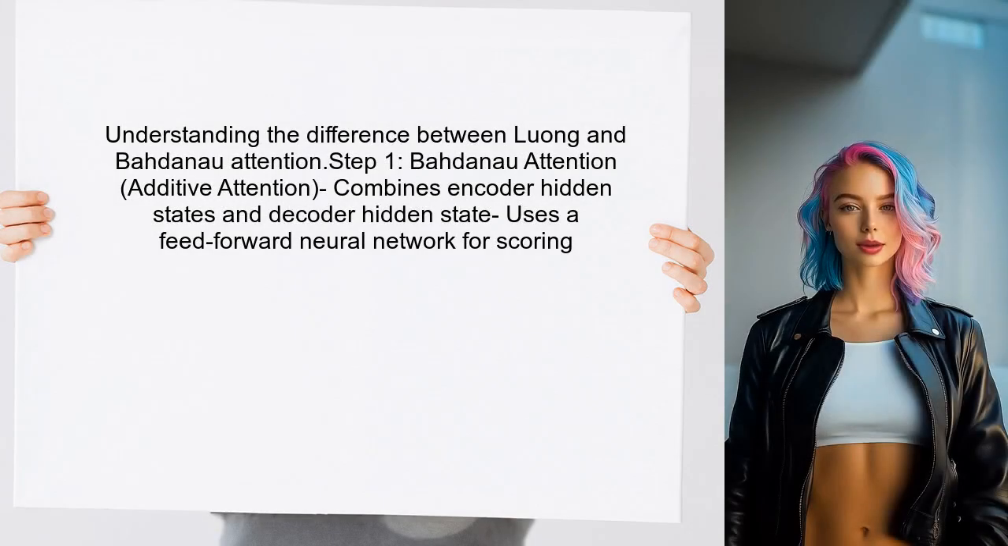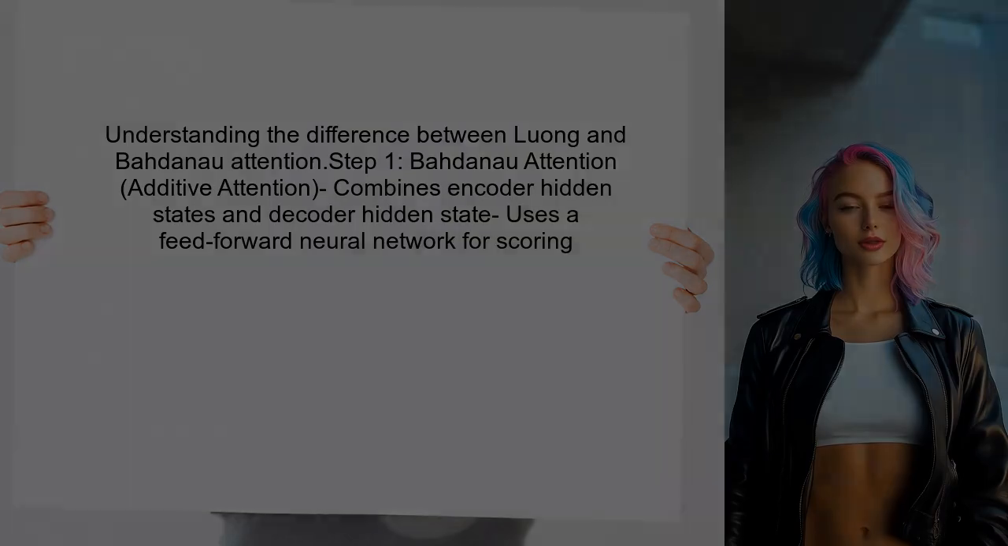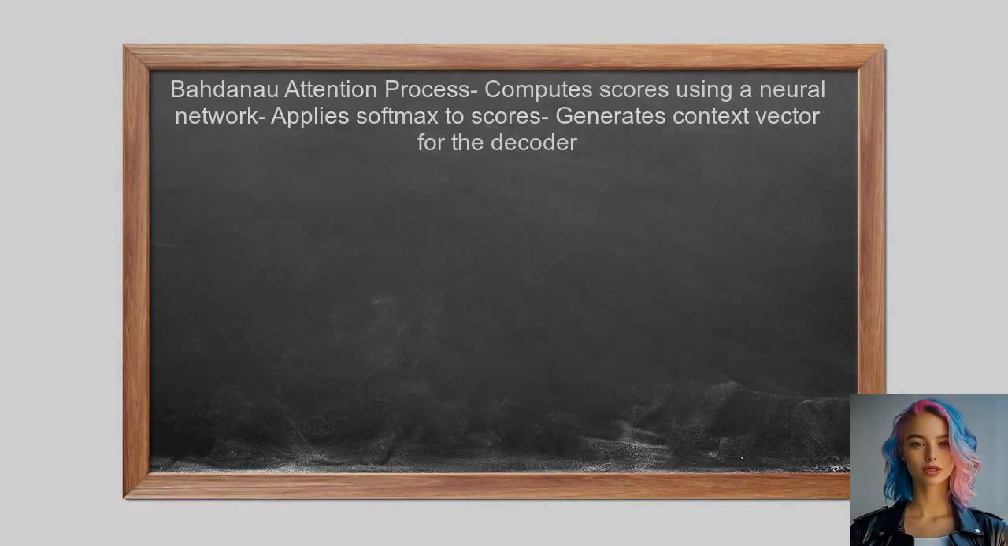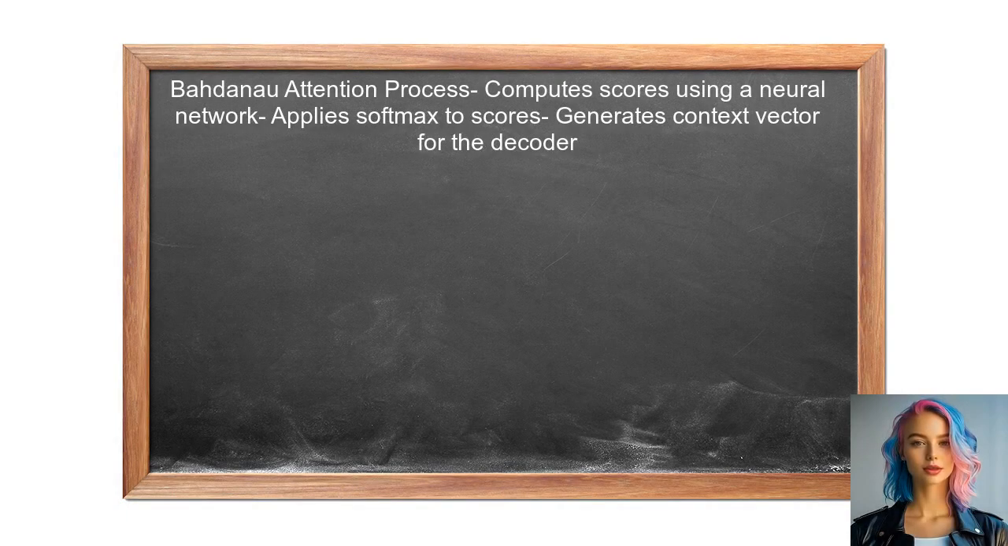To understand the difference between Luong attention and Bahdanau attention, let's start with Bahdanau attention, also known as additive attention. This method combines the encoder's hidden states and the decoder's previous hidden state using a feed-forward neural network. Next, the user should note that Bahdanau attention computes a context vector by applying a softmax function to the scores generated by the neural network. This context vector is then used to inform the decoder about relevant information from the encoder.